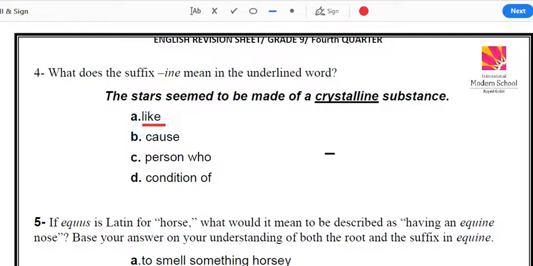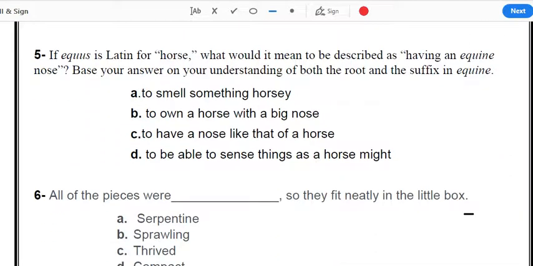Number five, if equus is Latin for horse, what would it mean to be described as having an equine nose? Base your answer on your understanding of both the root and the suffix in equine. The root is equus, it means horse, and ine means like, so something like horses.